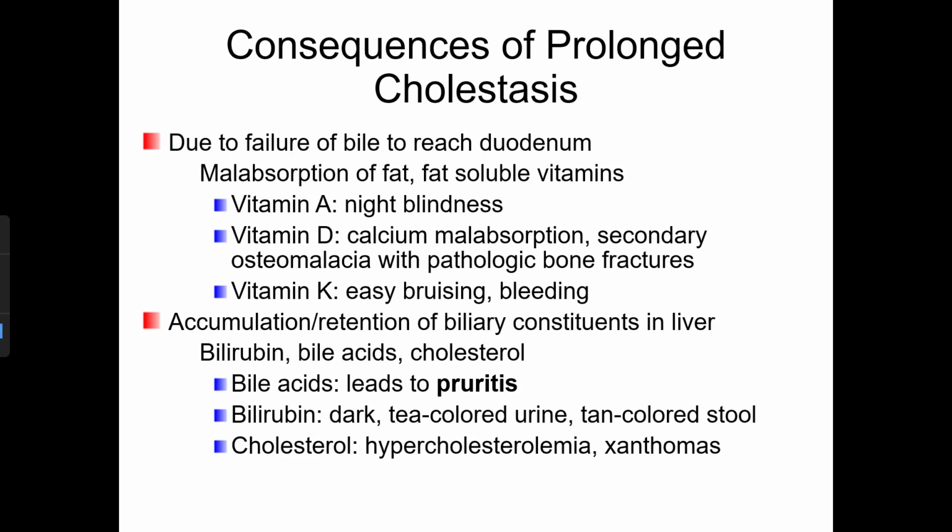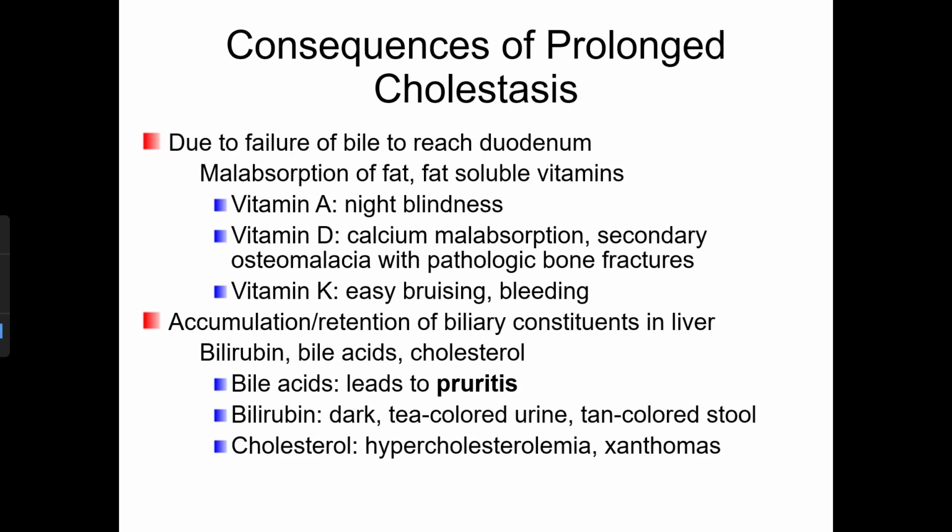Most of the vitamin K that we need is actually produced by bacteria in our large intestine. Not being able to absorb that from the large intestine is the issue that would lead to decreased vitamin K and easy bruising and bleeding, because vitamin K does play a major role in clot formation.